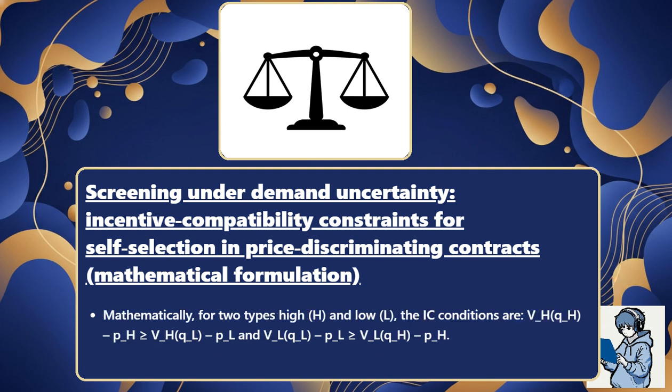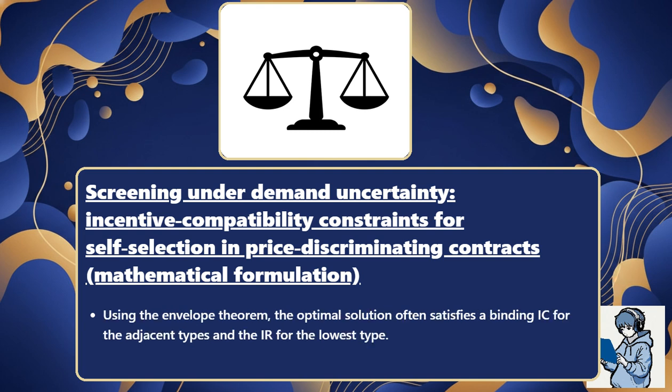Mathematically, for two types, high, H, and low, L, the incentive compatibility conditions are: V_H of Q_H minus P_H is greater than or equal to V_H of Q_L minus P_L. And V_L of Q_L minus P_L is greater than or equal to V_L of Q_H minus P_H. Using the envelope theorem, the optimal solution often satisfies a binding incentive compatibility for the adjacent types and the individual rationality for the lowest type.